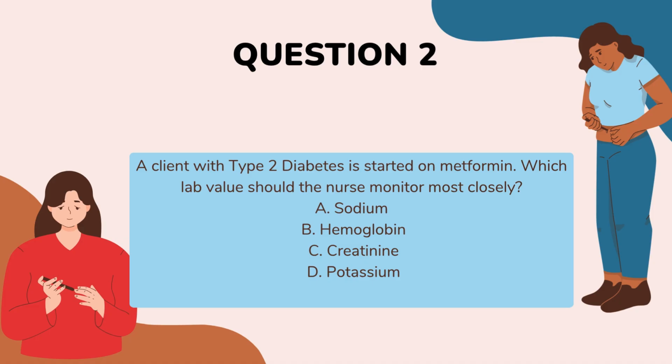Answer is A, B, and D, increased thirst, frequent urination, and blurred vision. The rationale behind that is signs of hyperglycemia include polydipsia, polyuria, and blurred vision. Sweating and clammy skin are signs of hypoglycemia.